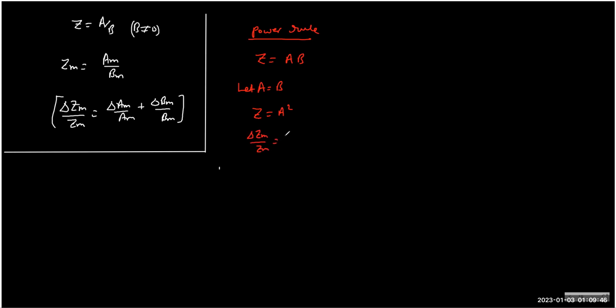So can we write this as delta a mean by a mean plus delta a mean by a mean? You can write a into a, and then use the formula. What you realize is that when we have a power, the power gets multiplied with the relative error, right? So if it is a square, you have to multiply that. That's it, while writing the relative error, nothing else.